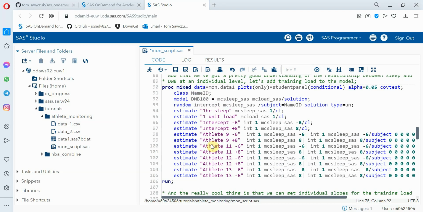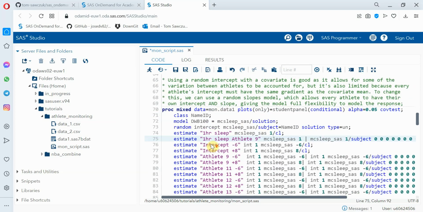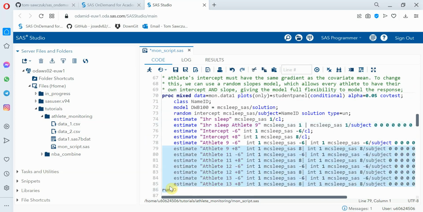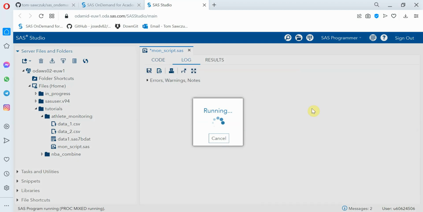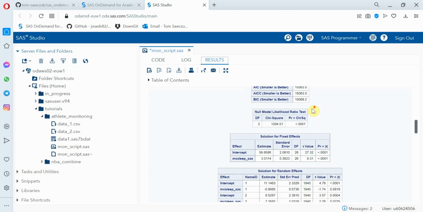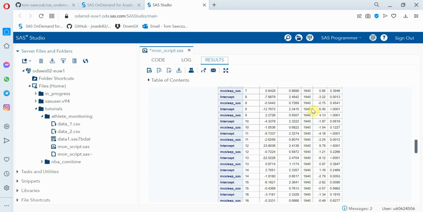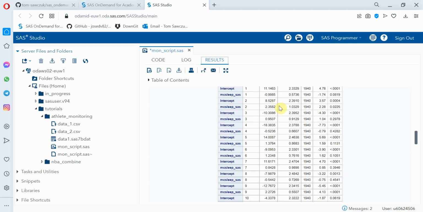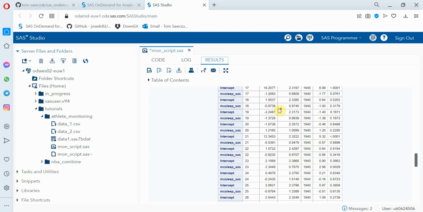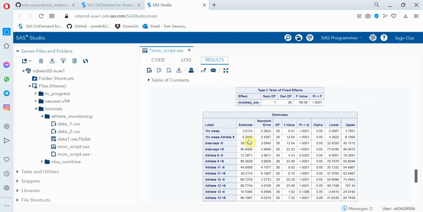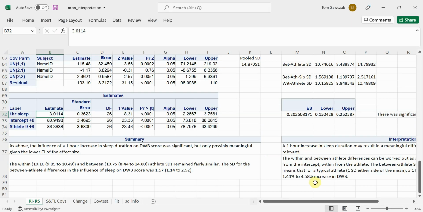When the model runs, it takes into account these adjustments now, the MC sleep SAS random effect adjustments. And so athlete 9 has a 5.28% increase in daily wellness score for every hour of sleep. And as a result, they are considered a high responder to sleep.